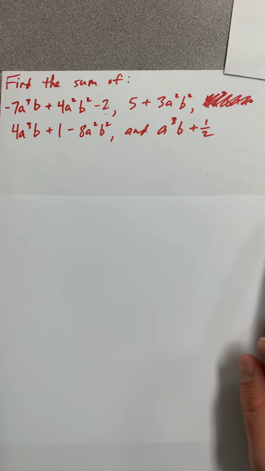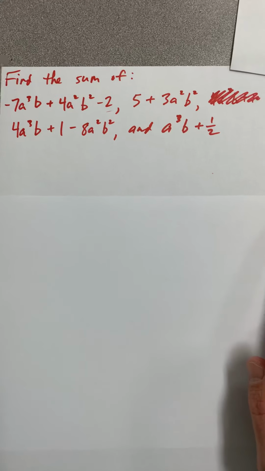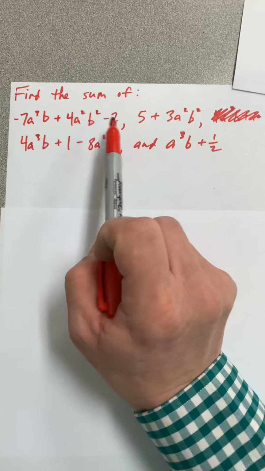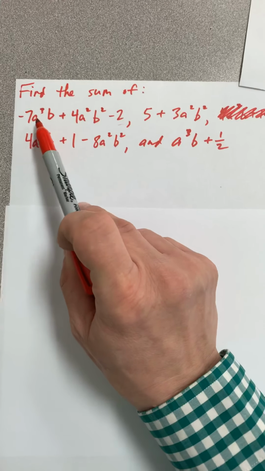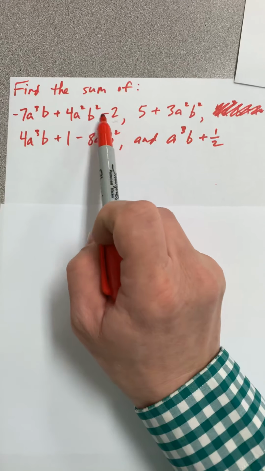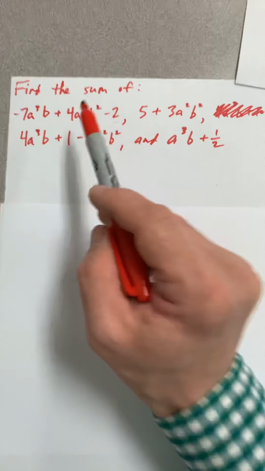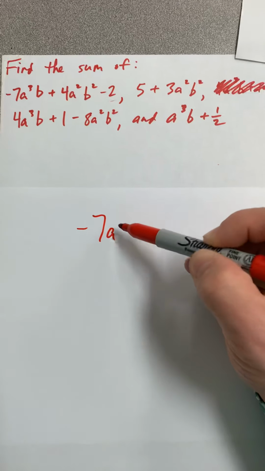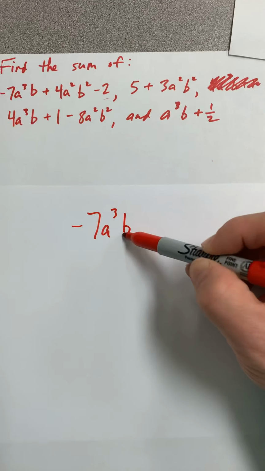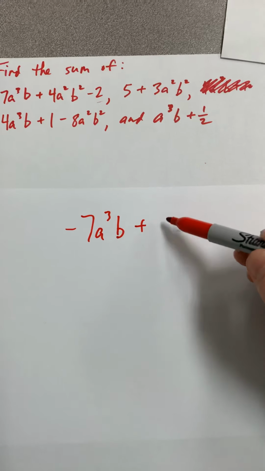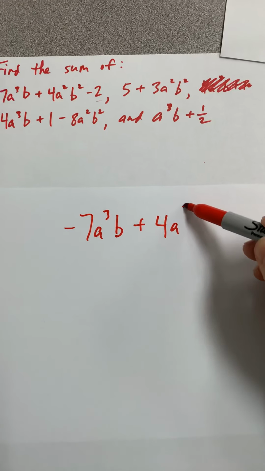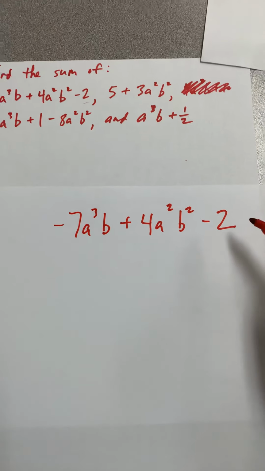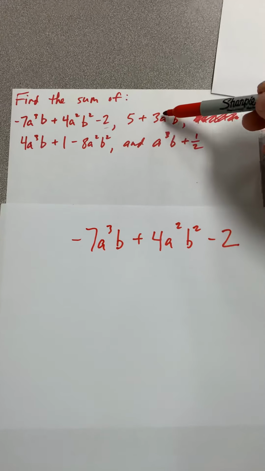We need to arrange everything in descending powers of x, or I'm sorry, of a, in this case. So this one's already set up that way. This one's already set, negative 7a cubed b plus 4a squared b squared minus 2. That's already in descending powers of a. So I'm going to write that right here. So we've got negative 7a cubed b plus 4a squared b squared minus 2.